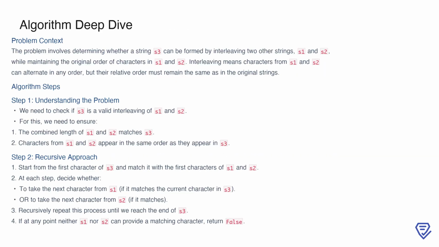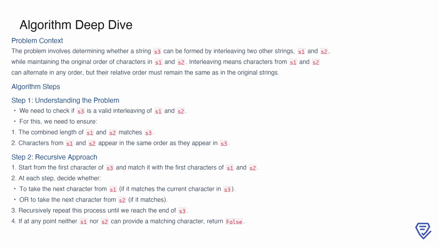To solve this problem, we need to determine if the string S3 can be formed by interleaving two strings, S1 and S2, while preserving the relative order of their characters. Interleaving means characters from S1 and S2 alternate in some way to form S3, but the sequence of characters within S1 and S2 must remain unchanged. First, we consider the combined length of S1 and S2. If it doesn't match the length of S3, then interleaving is not possible.